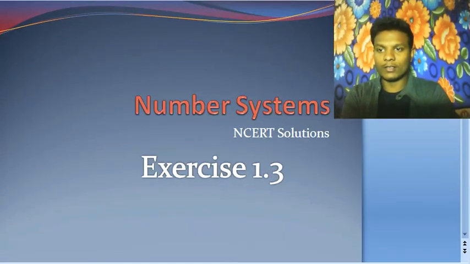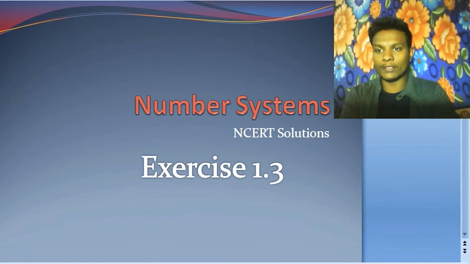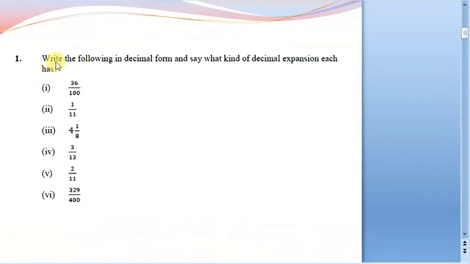Hello everyone. In this video, we shall discuss the solutions for 1.3 of number systems from your NCERT textbook. So let us begin. The first question says, write the decimal form and say what kind of decimal expansion each has. So here basically we need to find the decimal expansion and also we need to tell which kind of decimal expansion it is. That means either it is terminating or it is going to be non-terminating repeating.